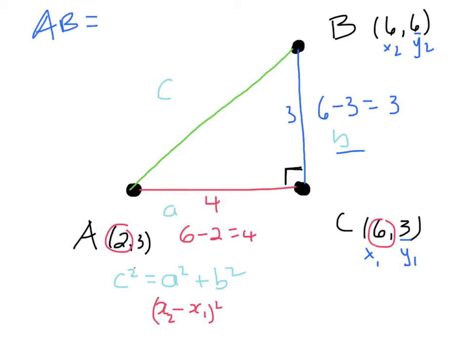So how did I get B? Well, I just took this and subtracted it from this, 6 subtracted by 3. So I've got, we try to keep it generic, y2 minus y1, and that was squared. And we add all that, and that is going to give me my C squared.